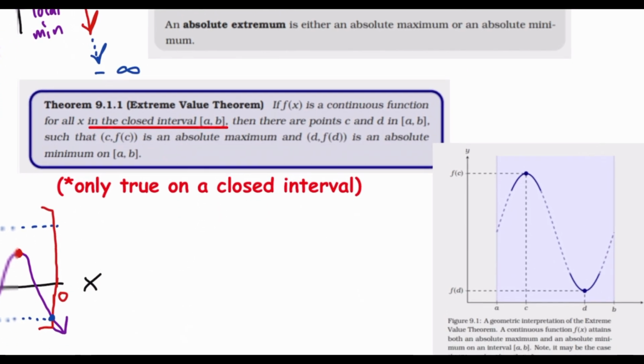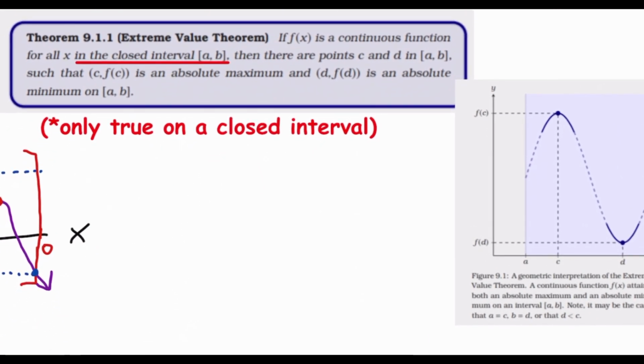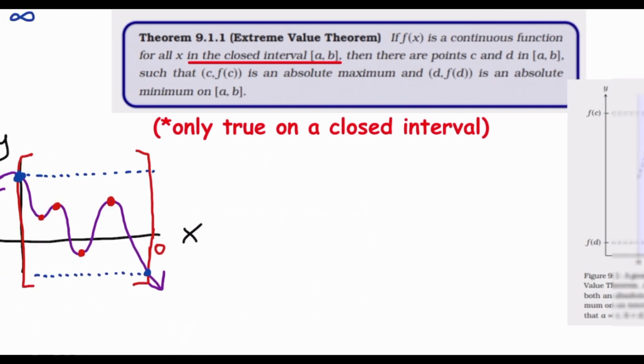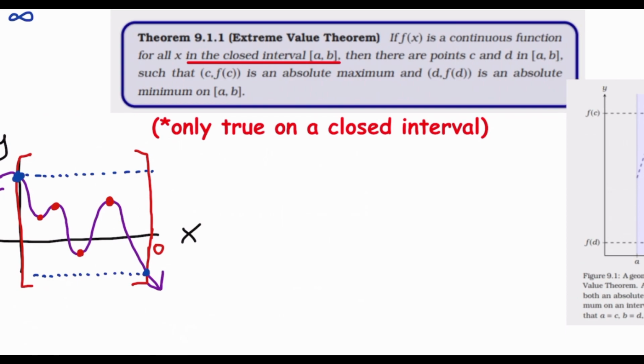Let's talk briefly about the extreme value theorem. If f of x is a continuous function for all x values in the closed interval a to b, so basically if this is my interval here, this would be point A, this would be point B, then there are points C and D in AB such that C, f of C is an absolute maximum and D, f of D is an absolute minimum on AB.